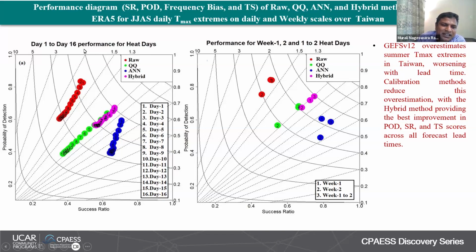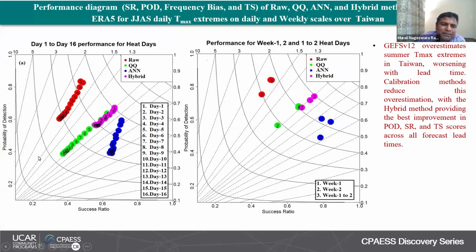If the methods show toward the bottom left, it is the worst, and the top right corner is the best, the perfect case. Here I have shown the different methods; this is the day-to-day matching case, and the right one is week 1, week 2, week 1 to 2. You can see the red one is the raw product, and the raw product has a large overestimation. That's why the hit rate is higher, because on most of the days it shows a hit. So there is a large overestimation.